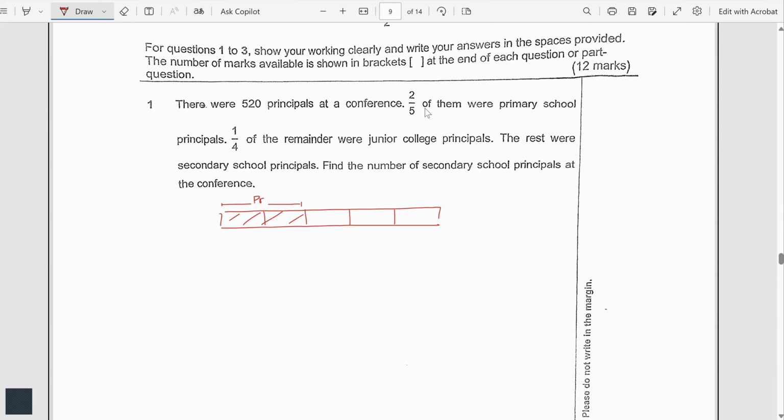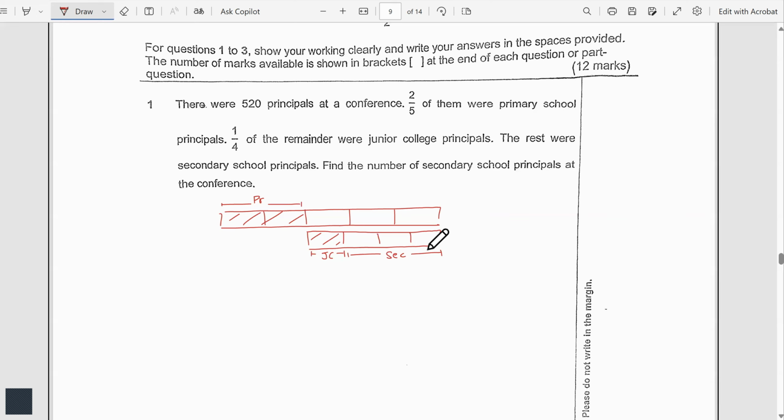Then we have the remainder, 1/4 of the remainder. Okay, so my remainder, I will have to cut it into 4 units. And this is for JC. And the rest will be secondary school principals. Okay, from here, what I want to do is the remainder from the first model is 3 units, and the remainder, this is redrawn to become 4 units.